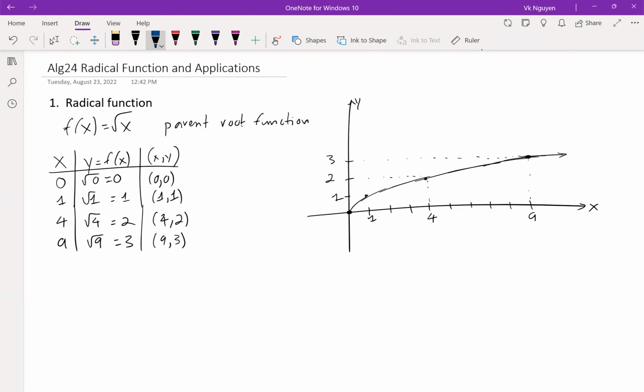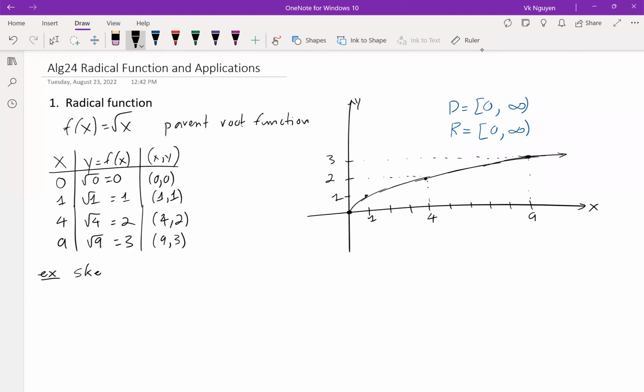From here, we can see that the domain is from 0 to infinity, including 0. And then the range here is from 0 to infinity, including 0. The parent function is very useful because we can use it to sketch pretty much any square root function.